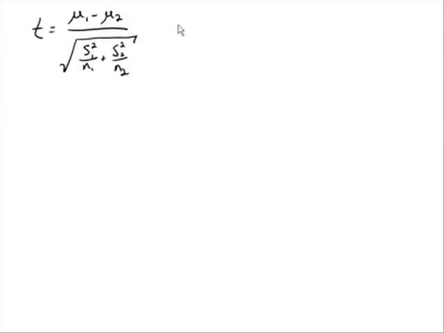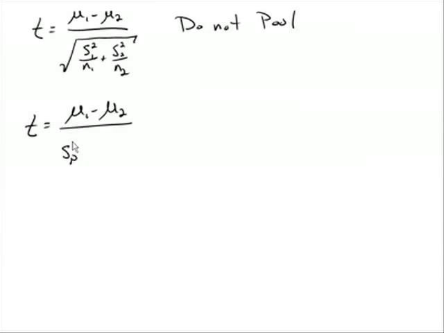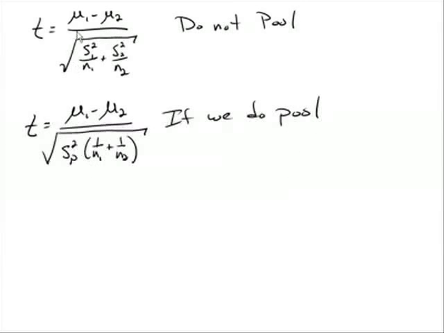Now this is if we do not pool. That's what the test statistic will look like if we do not pool. Now if we do pool, the test statistic will look like the difference of the means divided by the pooled variance times 1 over n1 plus 1 over n2. And of course I want the square root of all of that. Now this is if we do pool. So you see, these two test statistics will have different values.